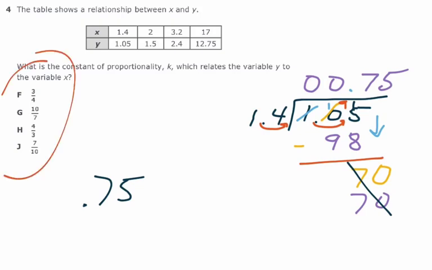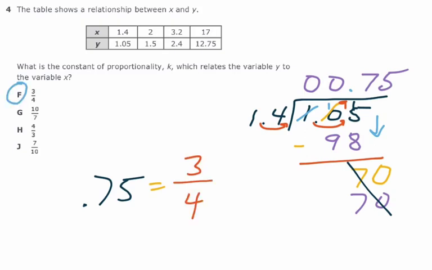I look at my answers, they're all in fractions. So 0.75, the fraction value of that is equal to 3/4. So it's likely that the answer is F.